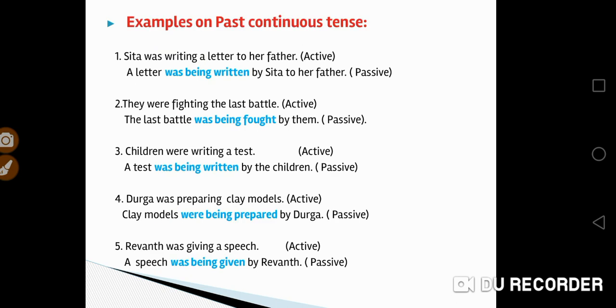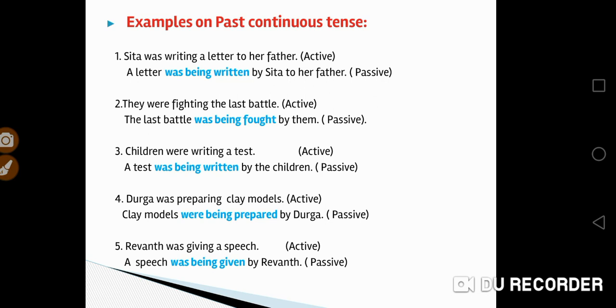Examples on past continuous tense. Sita was writing a letter to her father. A letter was being written by Sita to her father. They were fighting the last battle. The last battle was being fought by them. Children were writing a test. A test was being written by the children.